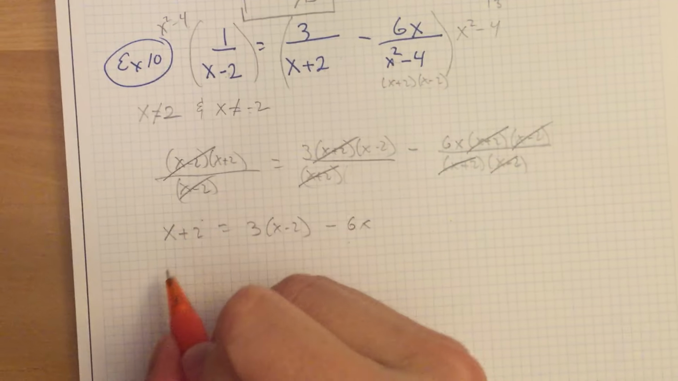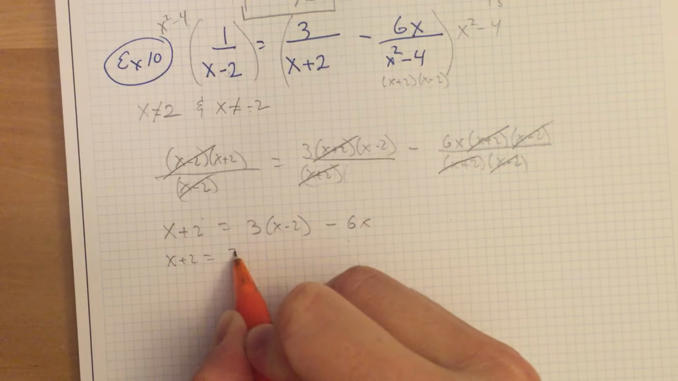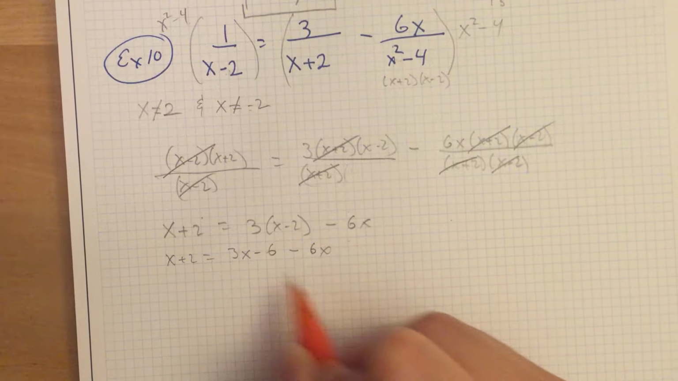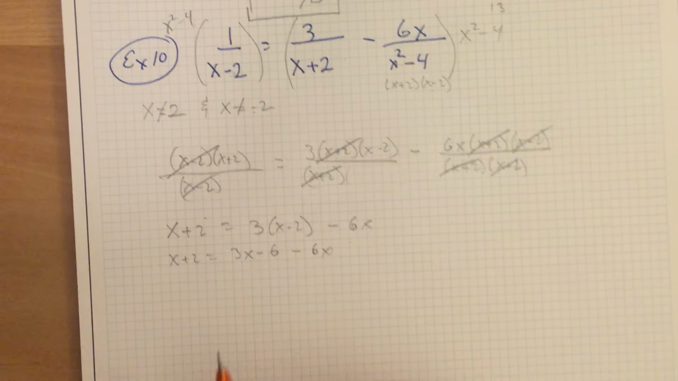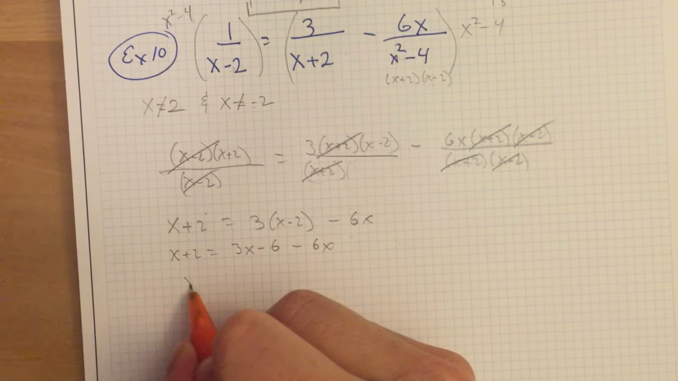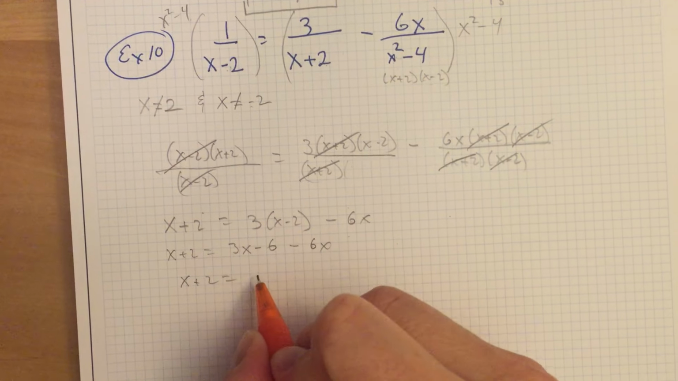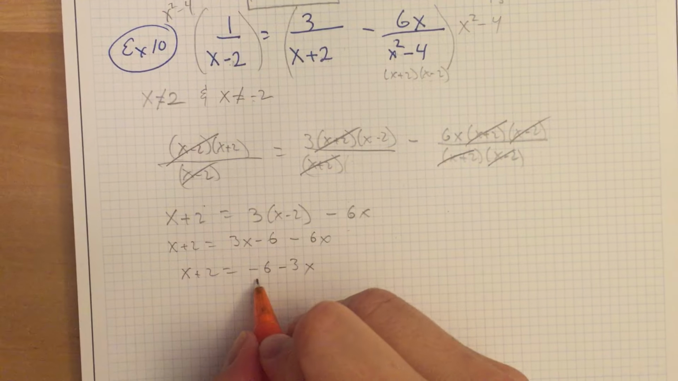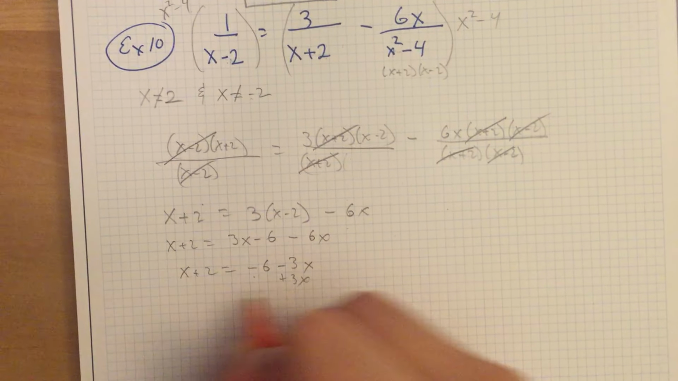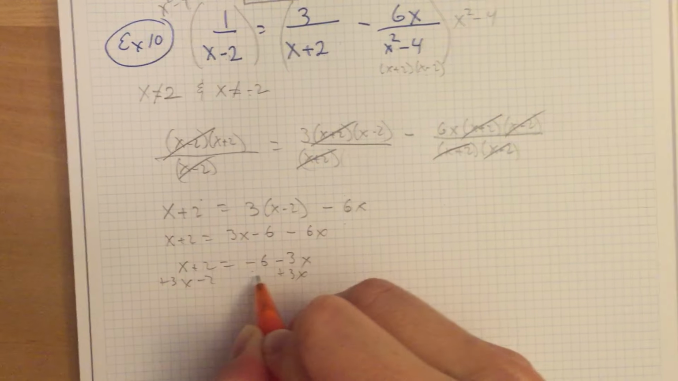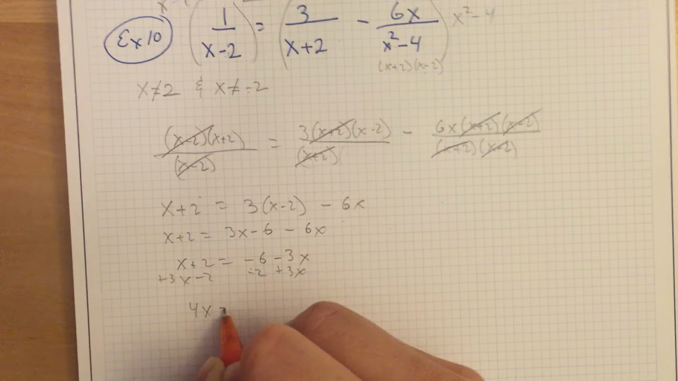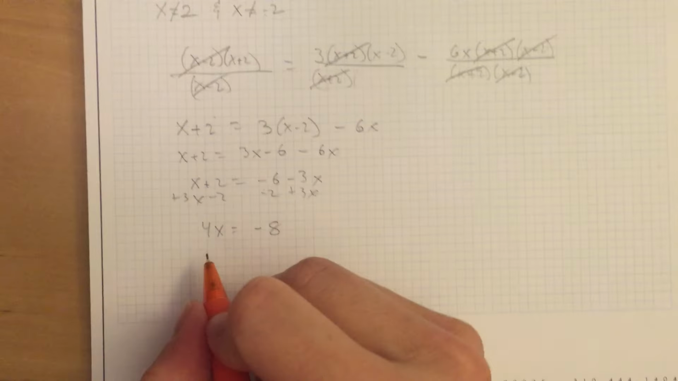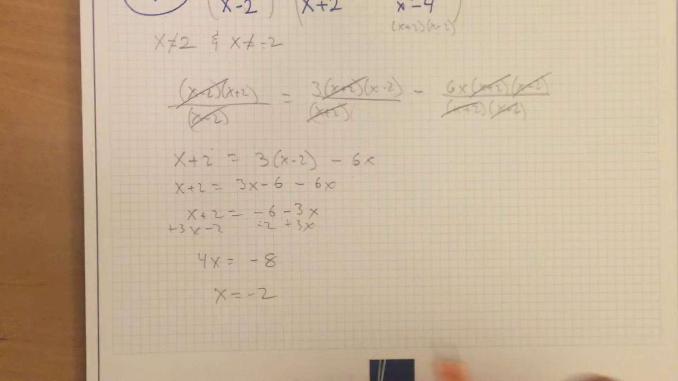All right, so x plus 2 is equal to 3x minus 6, and then minus 6x. Do not distribute that 3 to there. Don't do that. Collect like terms. X plus 2 is equal to what? Negative 6 minus 3x. Add 3x. Subtract 2. So 4x is equal to what? Negative 8. Divided by 4, x is equal to negative 2.